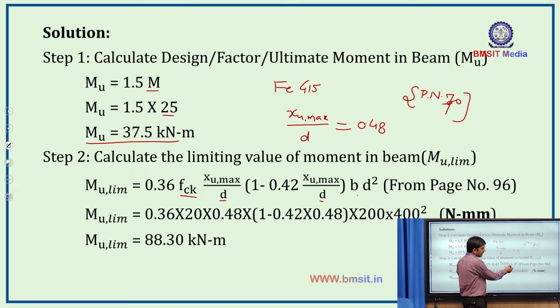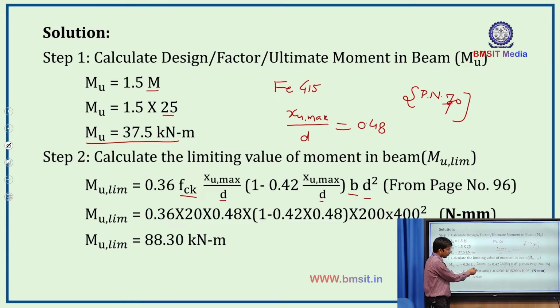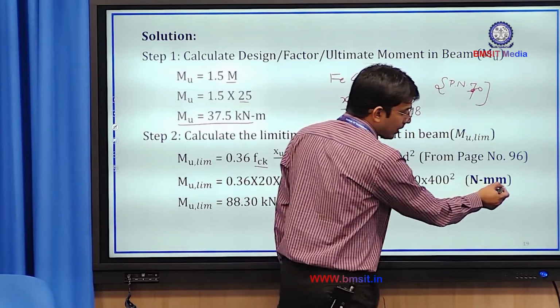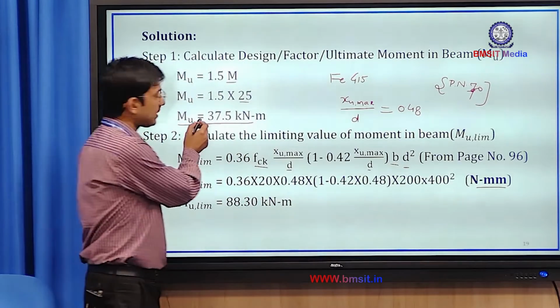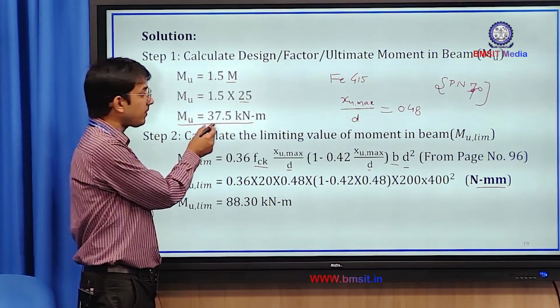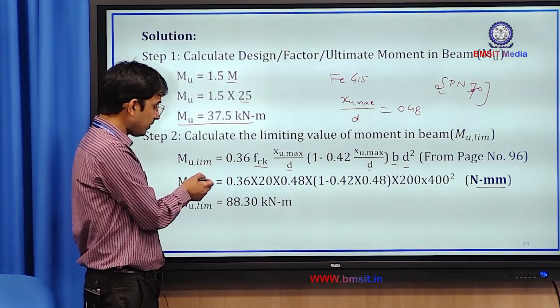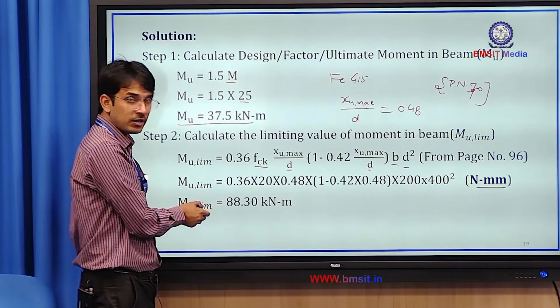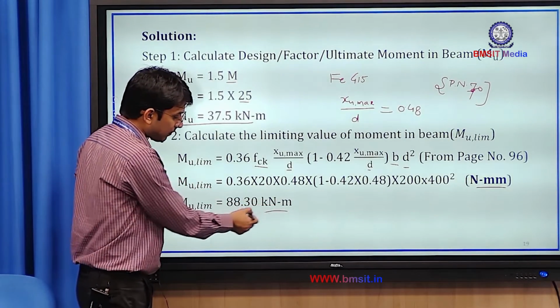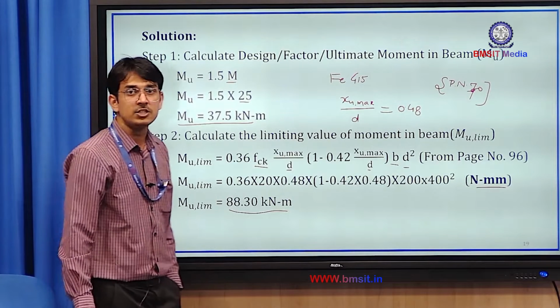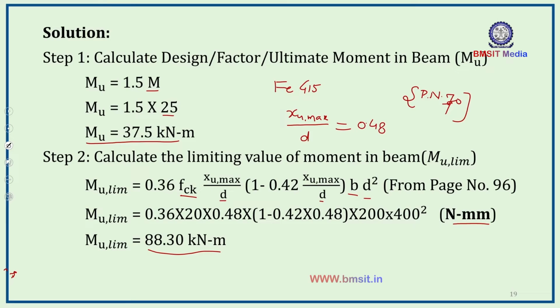Now b and d are already given in the question, so we can easily calculate. While calculating, we put all the values in Newton and mm, so we get the limiting moment in Newton mm. Earlier we had Mu as 37.5 in kilonewton meter, so we have to convert this value into kilonewton meter. Converting it, we find 88.30. So this is the Mu limiting value.